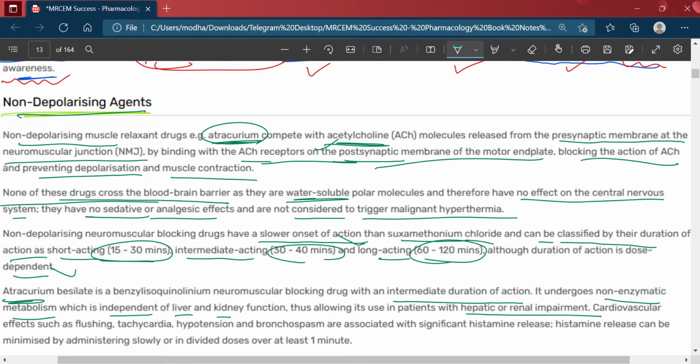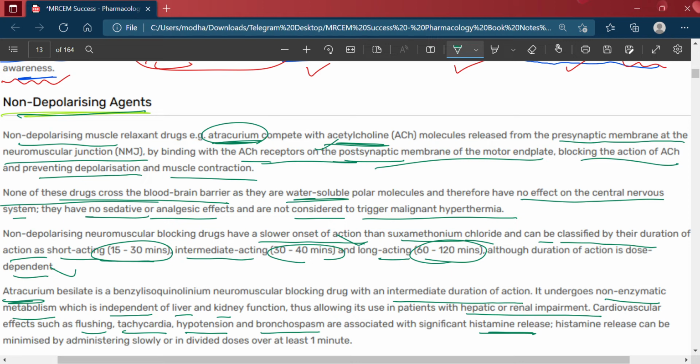Cardiovascular effects such as flushing, tachycardia, hypotension, and bronchospasm are associated with significant histamine release. Histamine release can be minimized by administering slowly or in divided doses over at least 1 minute.